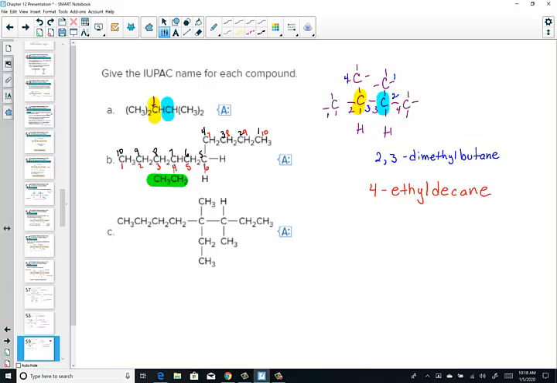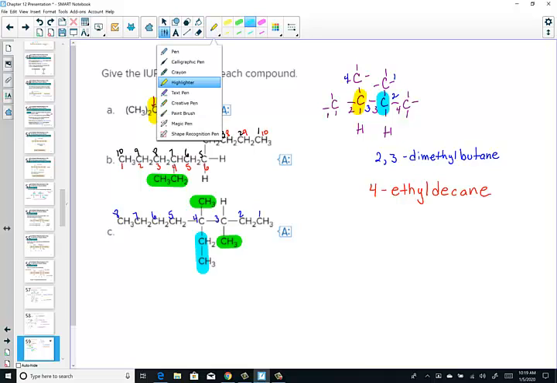And one more, letter C. It looks like I'm going to start numbering from right to left. Just on a hunch, I might find the longest chain right to left with the lowest number of branching. So I count 8 carbons numbering right to left, with the branching occurring in the following areas. I have a methyl group at carbon 3, sorry, that's carbon 3, and again another methyl group at carbon 4, and an ethyl group also at carbon 4.